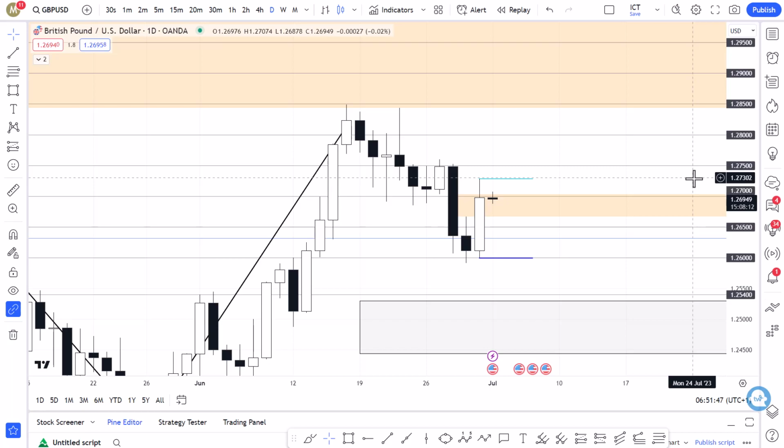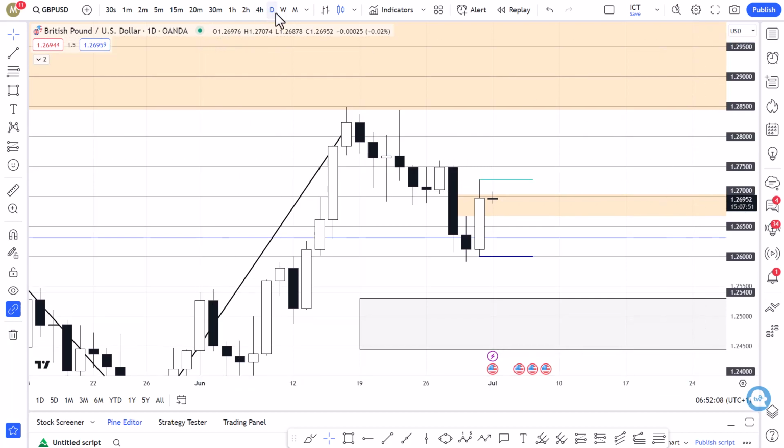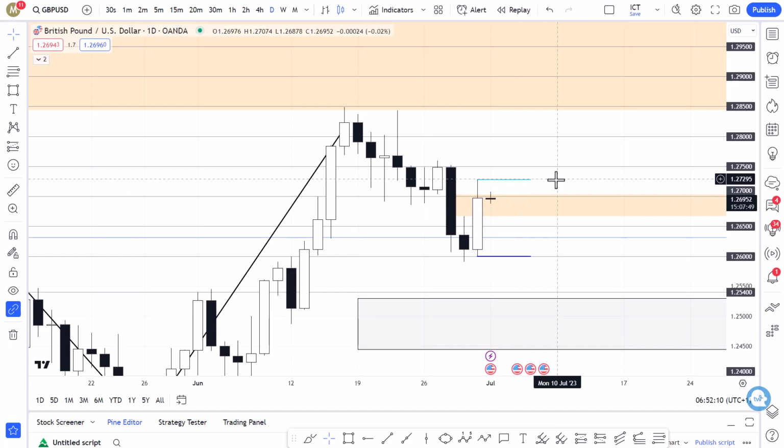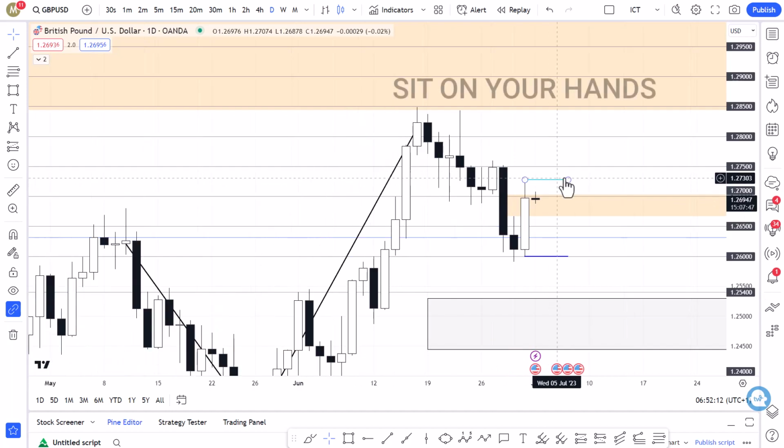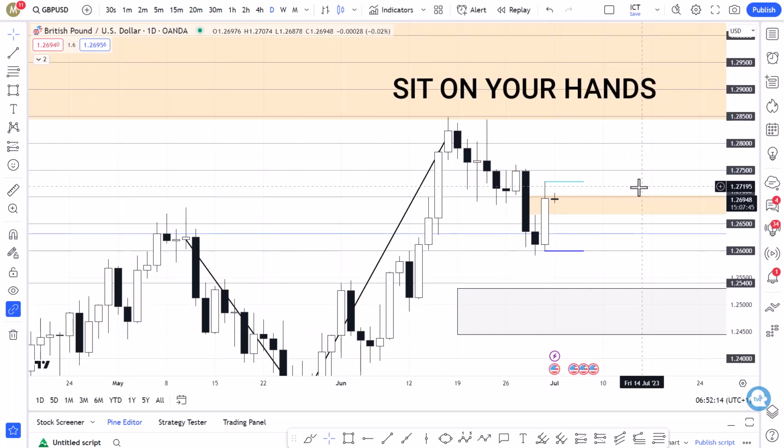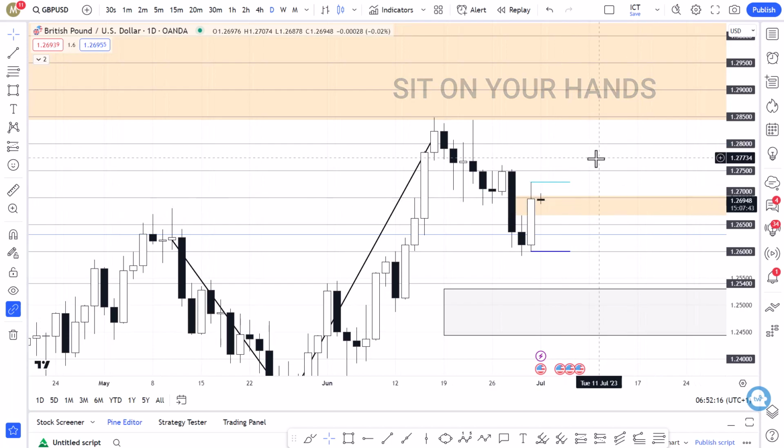We've got FOMC Wednesday evening and NFP Friday. So I think it's probably going to be another uncertain ride this week for pound dollar in the market, which is partly why I've been spending a lot of time backtesting my strategy on another pair as well, because when the market is in a phase like this on the larger time frames, when it's in a reaction phase, sometimes it's better to just sit out and wait for a decisive move, for momentum to come back.